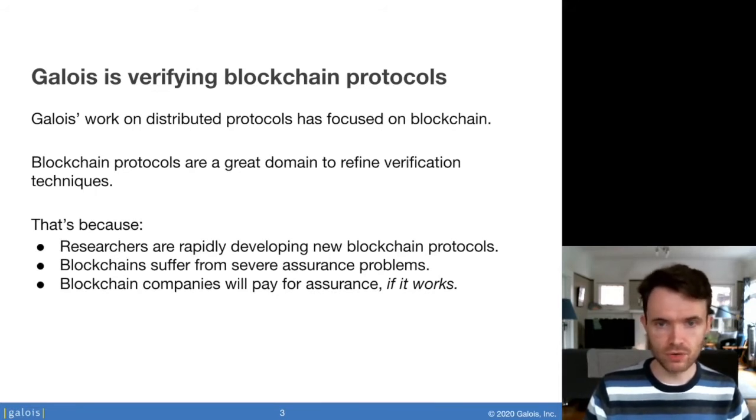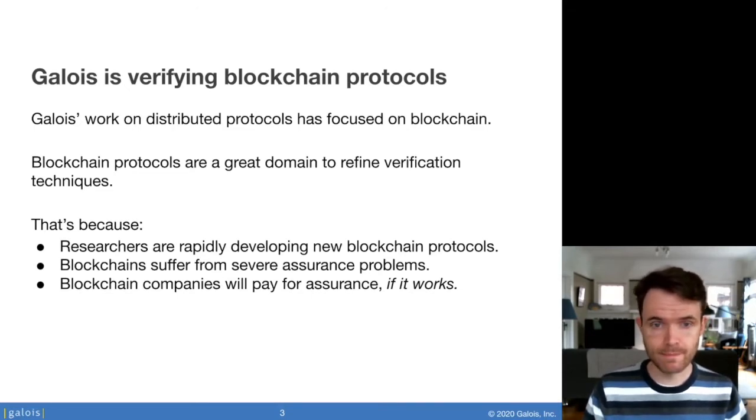Perhaps the most important reason to focus on blockchain is that blockchain companies are willing to pay for assurance so long as it works. To state the obvious, formal methods aren't the only way to assure systems. In fact, they're a tiny niche compared to testing-based methods. If we're going to compete with other assurance approaches, we have to achieve good trade-offs in terms of time and effort versus assurance gains. Commercial blockchain projects can be a proving ground where we find out exactly what actually works in practice.